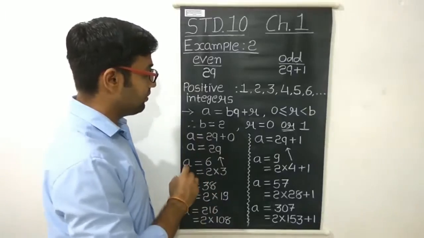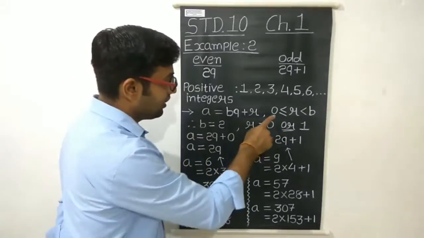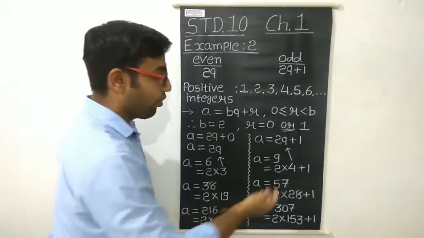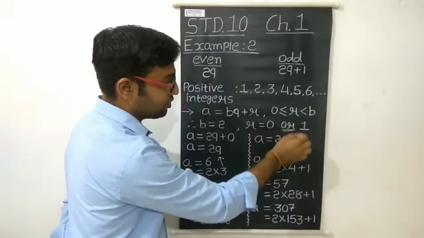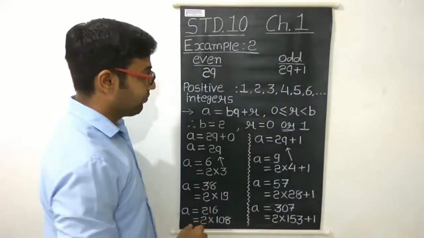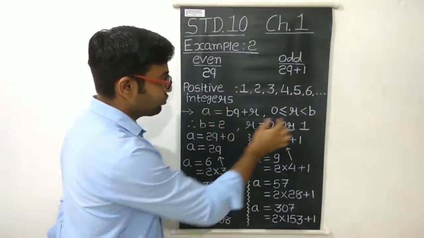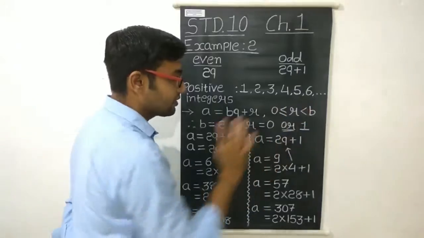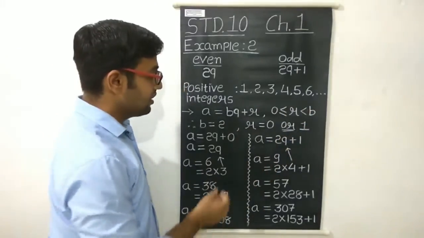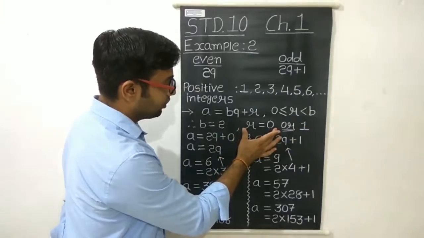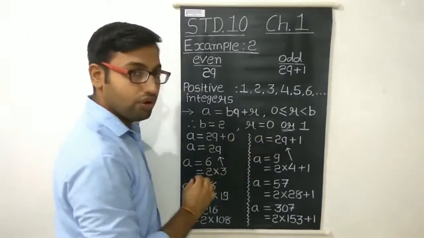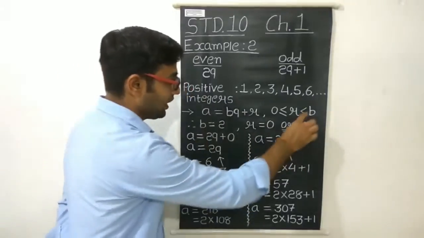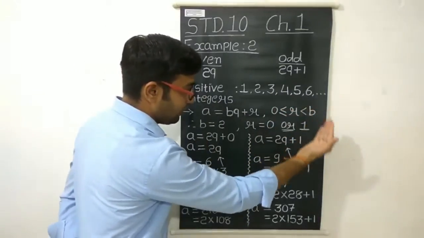Now we know that the relation for r is that r is greater than or equal to 0, or it must be less than b. So by putting b equal to 2, what relation do we get? 0 less than or equal to r less than 2. That means r may be 0, or the value of r may be 1, because we cannot take 2; we have to take a value less than 2.